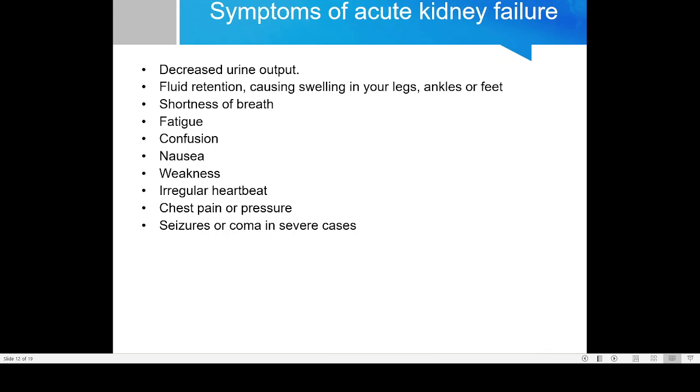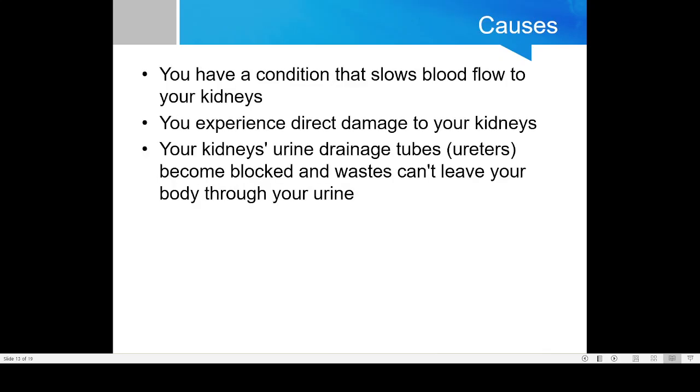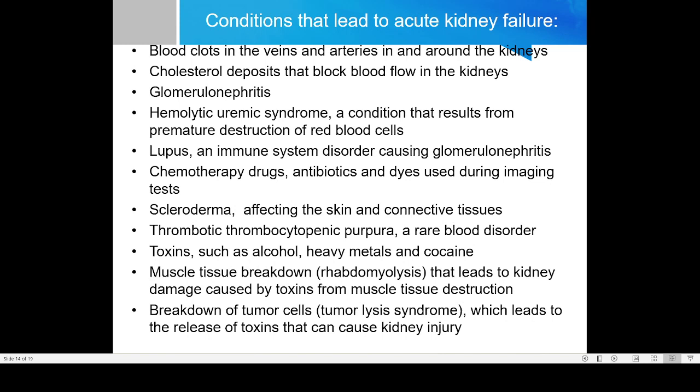In acute kidney failure, there will be decreased urine output. There will be fluid retention in your body. There will be shortness of breath, confusion, chest pain, and a lot of other complications. But in every case, if acute renal failure continues, it will lead to the death of the patient. In acute renal failure, the person cannot remove waste material from the body, and it accumulates in the body, finally creating more trouble for the patient.